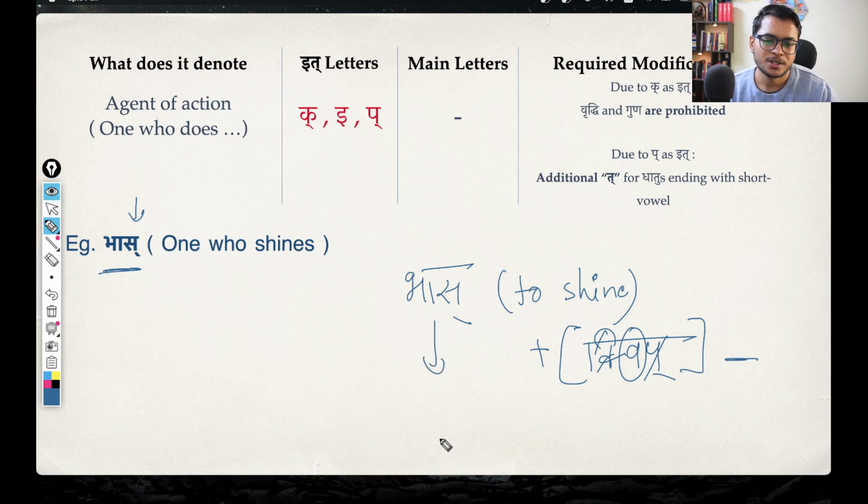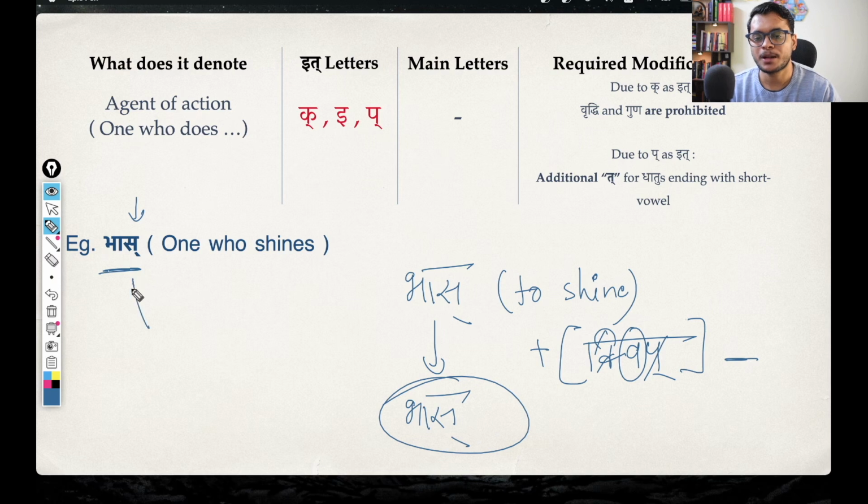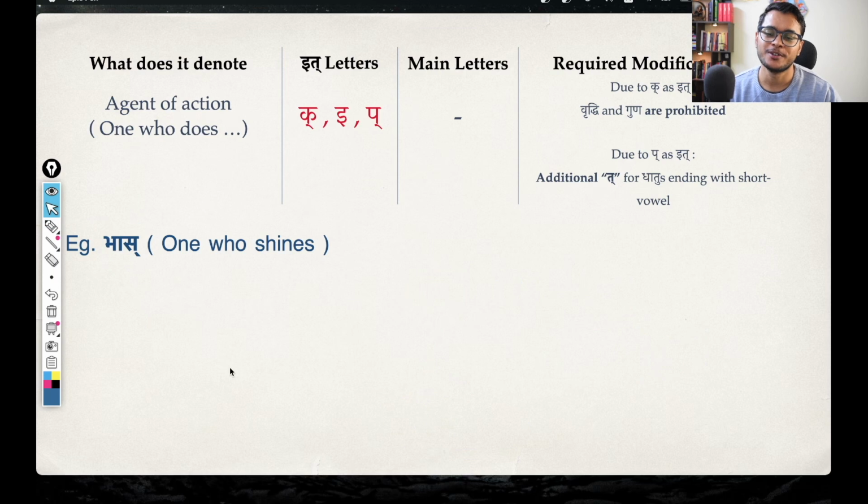So this dhatu just remains like this. So bhas just remains like this, bhas. And this is what the pratipadika is. Bhas, one who shines, a sakarant pratipadika. So as I already told you, you know how easy it is to make words using quip pratyay.